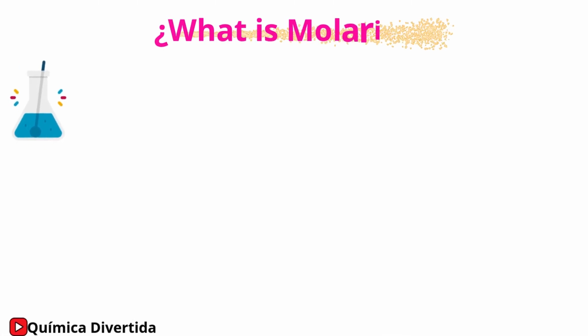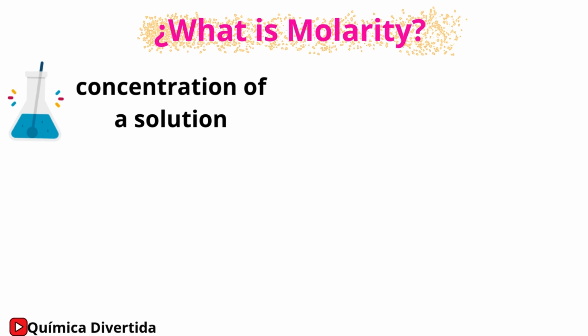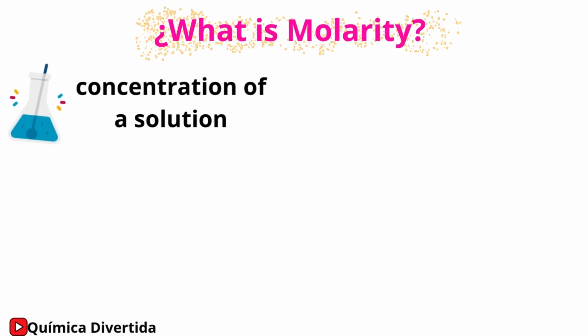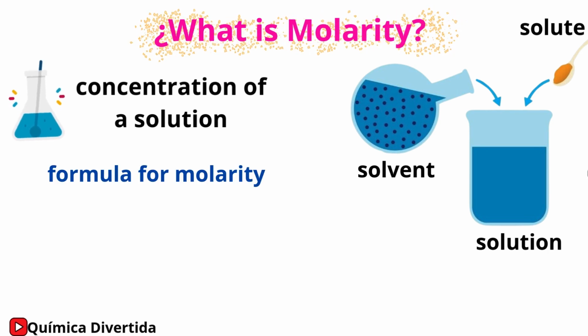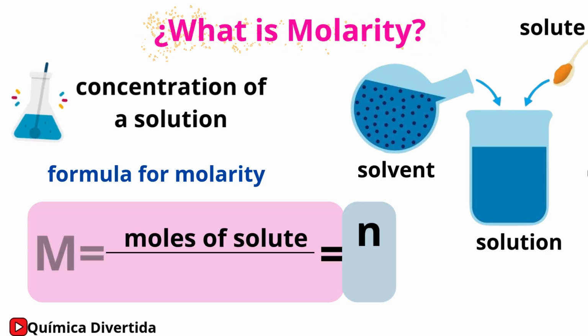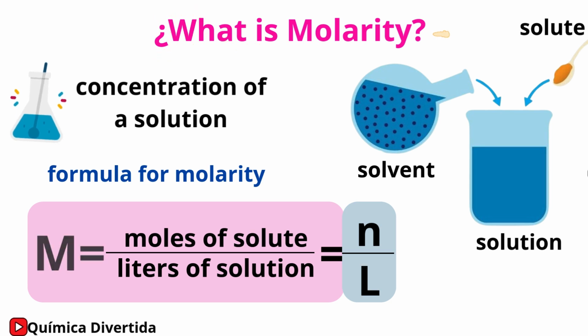Molarity is a way to measure the concentration of a solution. But what does that mean? It's simply how many moles of a solute are dissolved in 1 liter of solution. The formula for molarity is moles of solute divided by liters of solution. Molarity is represented by the uppercase letter M.